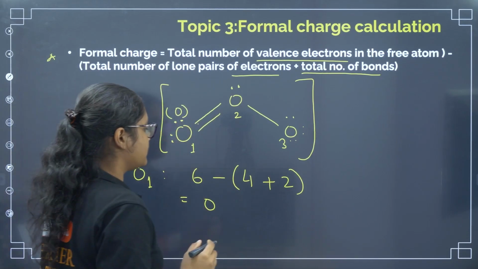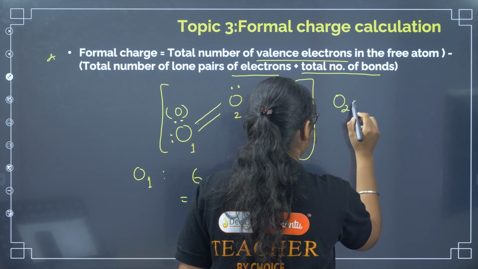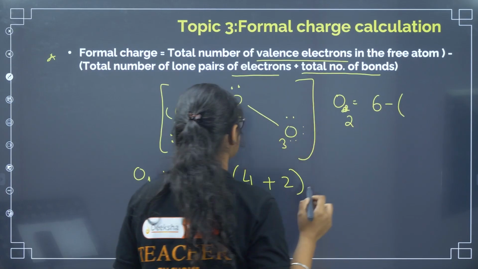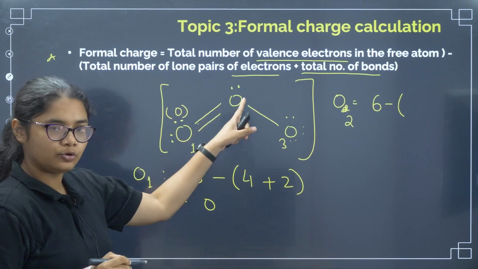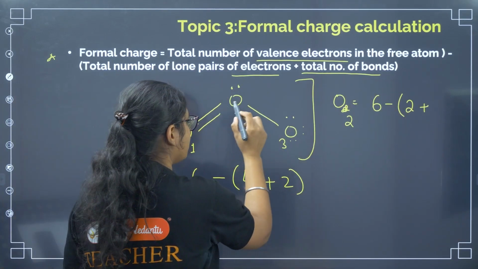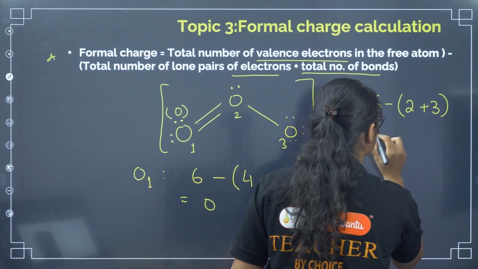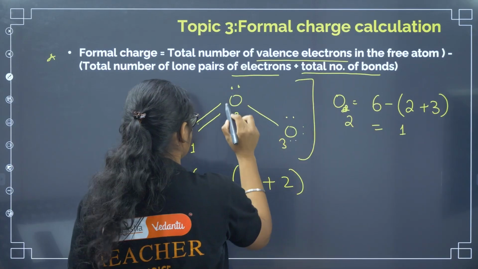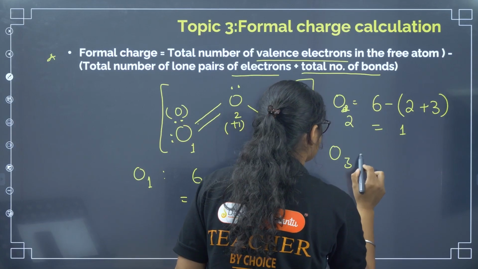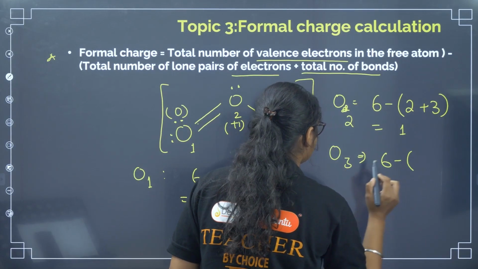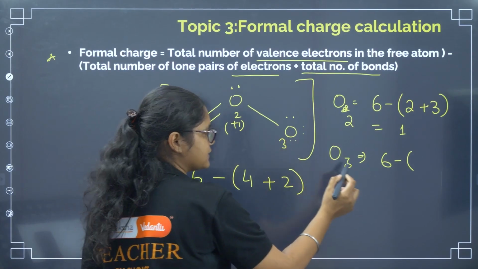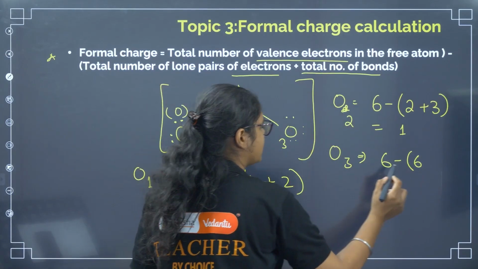Okay. Now let us calculate for O2. This is not oxygen one, okay, second oxygen. So there are 6 valence electrons minus, how many lone pair electrons are there? 2, okay. Then how many bonds are there? 1, 2 and 3. That is 6 minus 5, that is 1. So we will get plus 1 here. Now if we have O3, you can see 6 valence electrons minus the total number of lone pair electrons, that is 6. And how many bonds are there? That is 1.